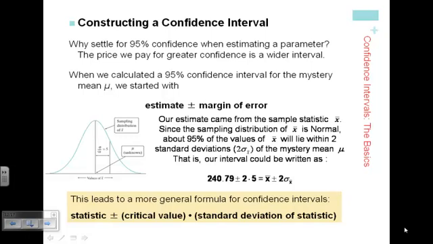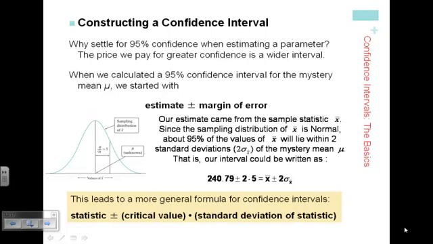So the general formula on your sheet says statistic plus or minus critical value times the standard deviation of the statistic. Do you see in the boxes the standard deviation of the statistic? So that's the general formula, and then they give you more information to place in it.